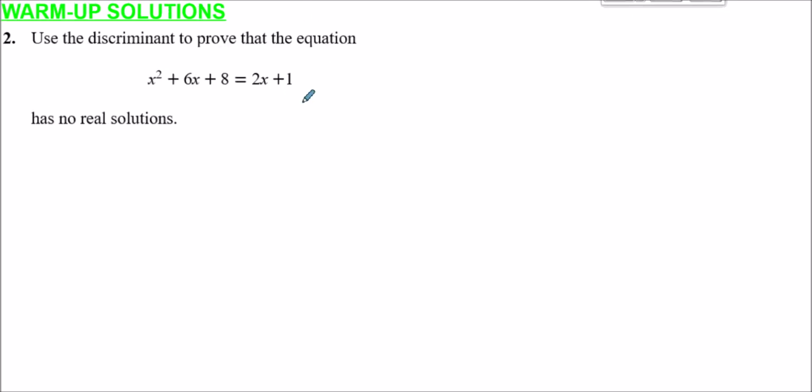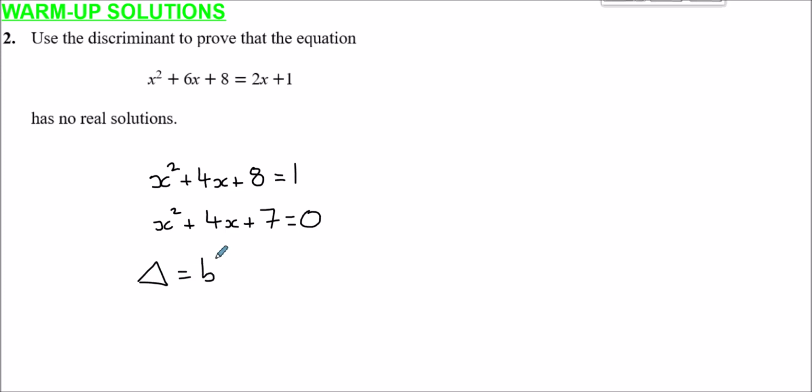Question 2, we need to use the discriminant idea, which we mentioned last lesson, to prove that this equation here has no real solutions. The first thing to notice is this equation here isn't in the standard quadratic form. We need to rearrange this so the right hand side is equal to 0. If we subtract 2x from both sides, we have x squared plus 4x plus 8 equals that 1, which is now on its own. Then subtract 1 from both sides, x squared plus 4x plus 7 equals 0.